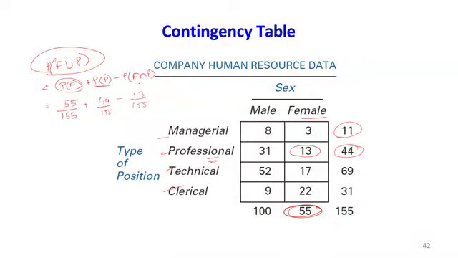Now this is my intersection. Intersection is this: female and professional both. So which is this 13. So here the 13 is professional and female both. So what is the probability? 13 divided by total number. So that is the probability of picking an employee who would be female as well as professional.